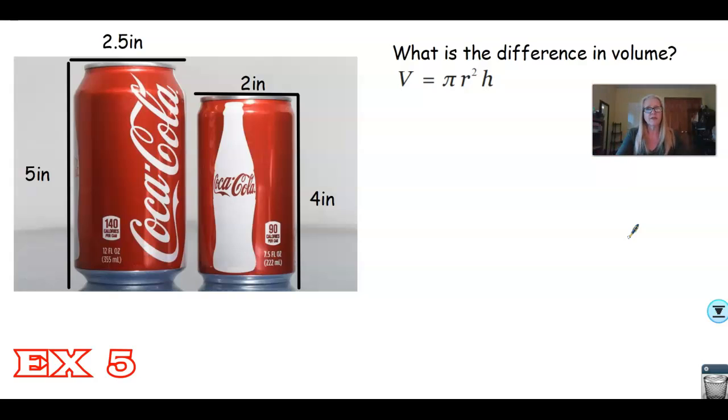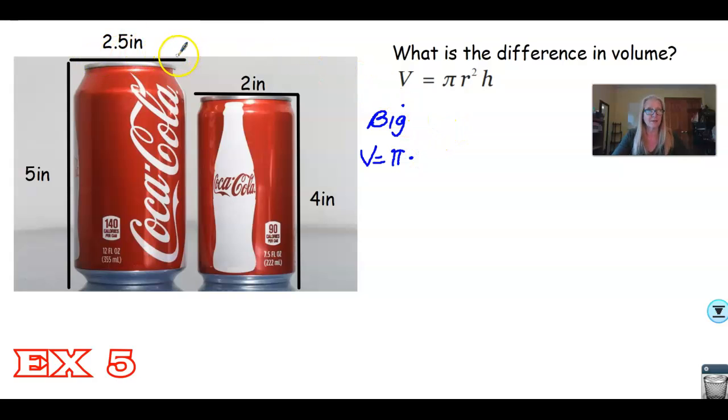Well, they've given you these two cans and the dimensions, and they want to know what's the difference in the two volumes. Well, when we're talking volume, we don't want to know fluid ounces. You can't just subtract the fluid ounces. We're talking the volume in cubic inches, okay? So what you're going to have to do is figure out the volume for the big can and for the little can.